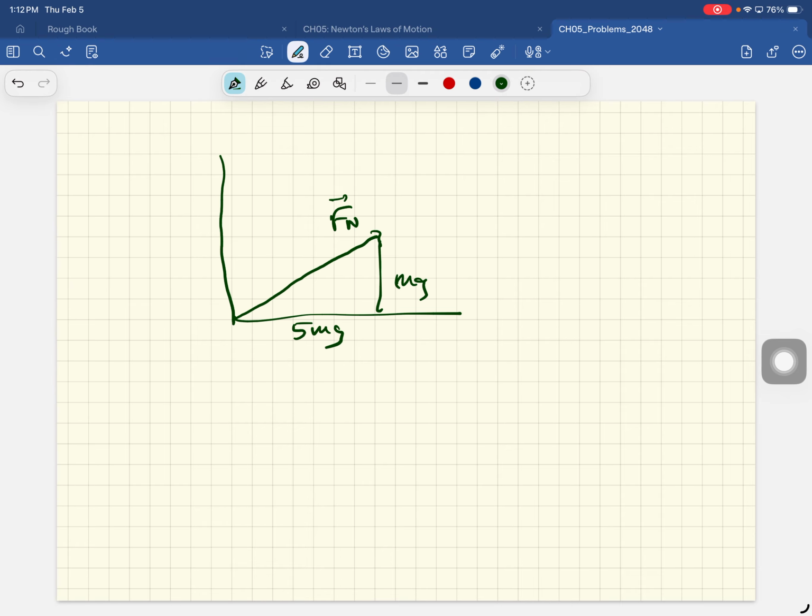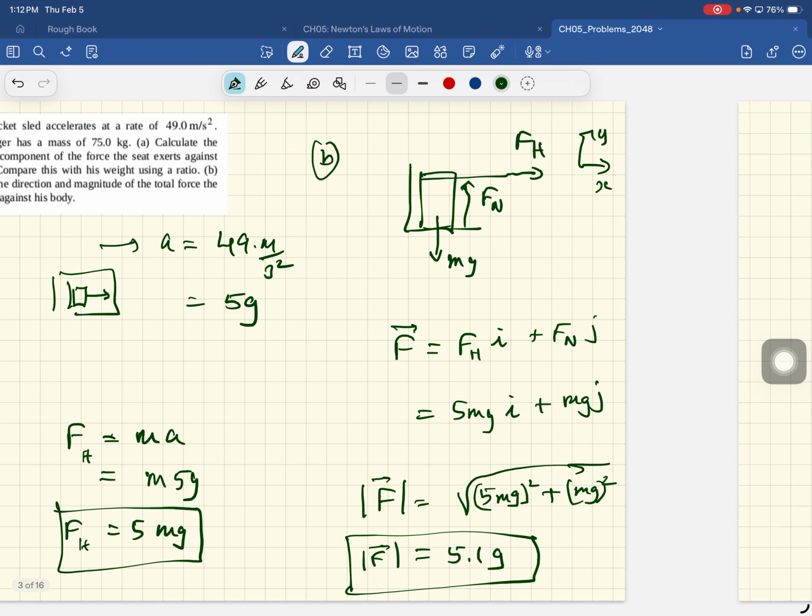So a fireman has a mass m, and the force he must apply to the pole.